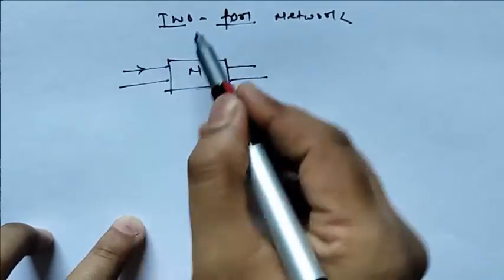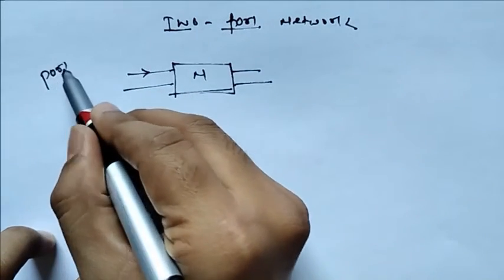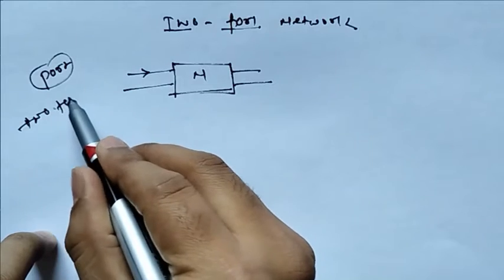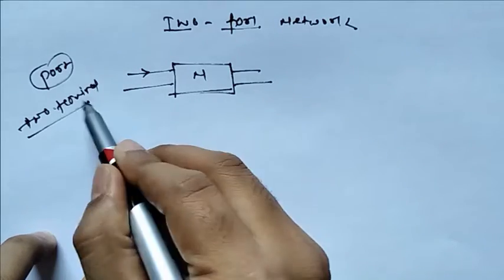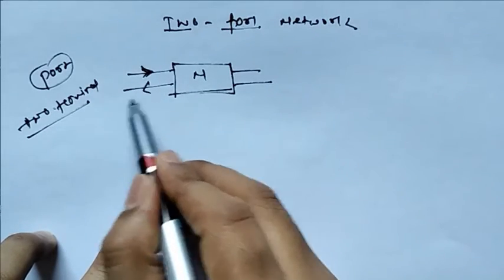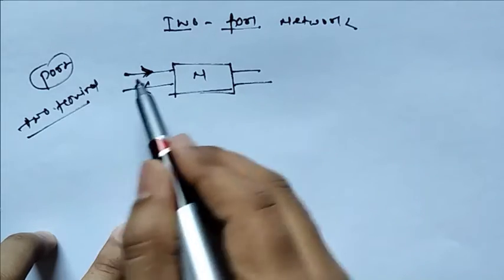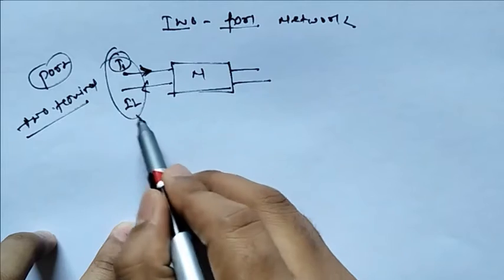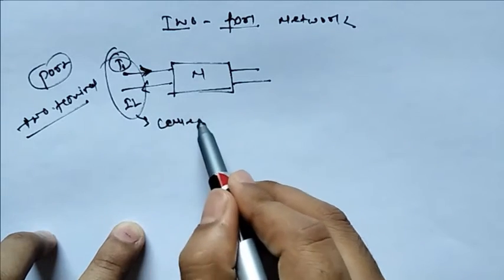First of all we need to know about the port. Any two terminals where the current enters and leaves, these are the two terminals, T1 and T2, will be called a port.